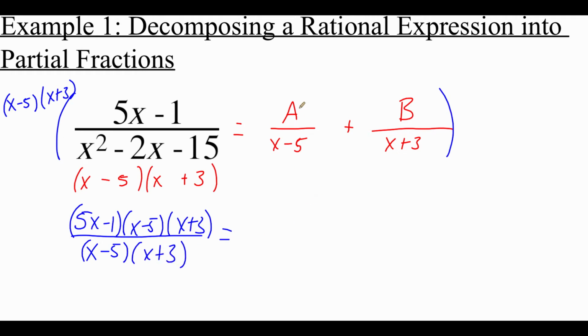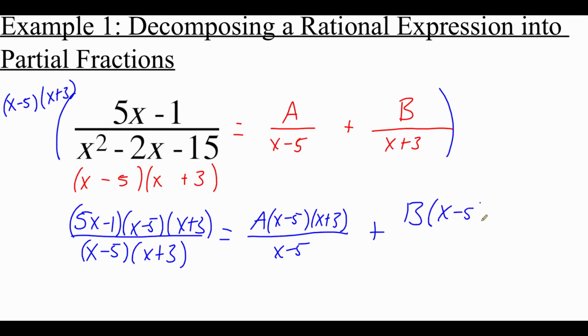Now similar things are going to happen on the right-hand side. Each one of these factors is going to end up in the numerator of our fraction. So we've got the A, we've got the x minus 5, and we've got the x plus 3, and this is all over x minus 5. And then with our second fraction, we're going to have the B, the x minus 5, and the x plus 3. And this is all over x plus 3.